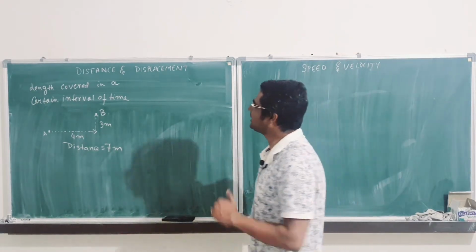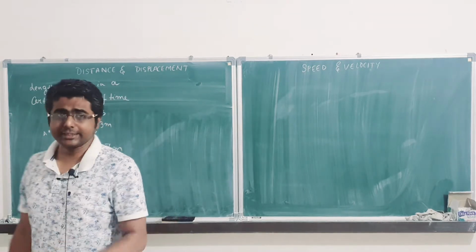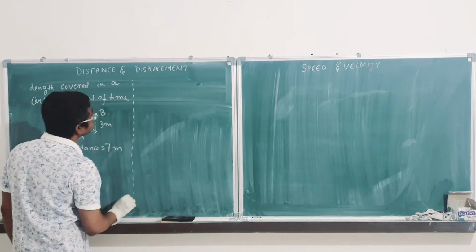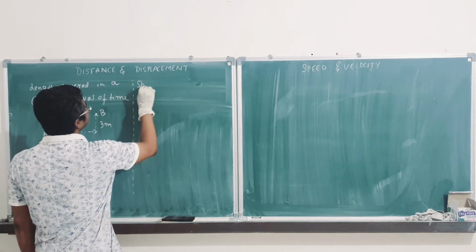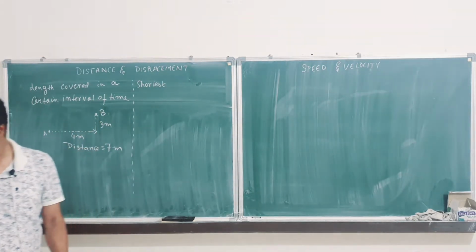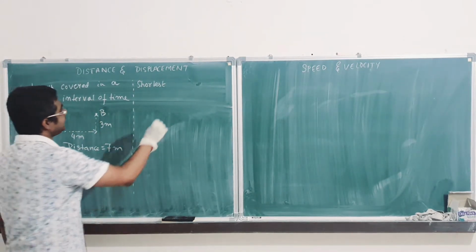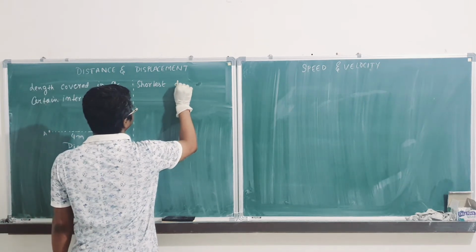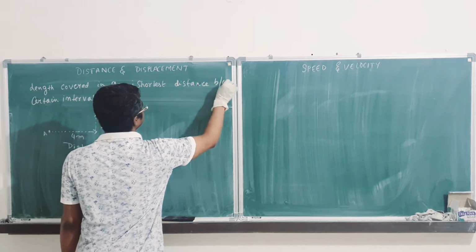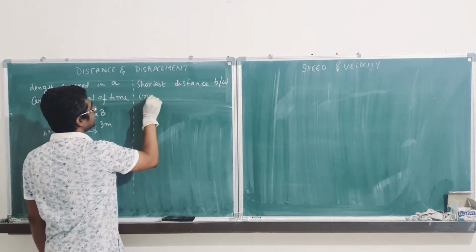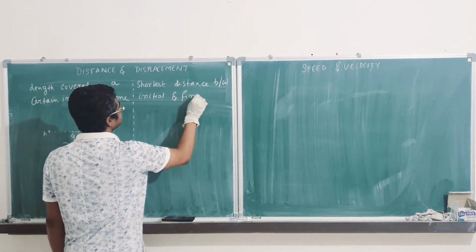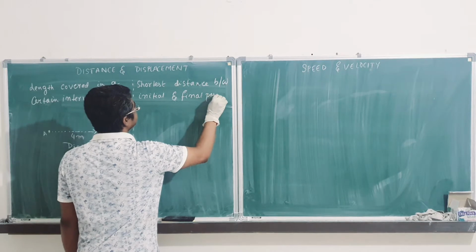Next is, what is displacement then? Displacement is shortest distance. ठीक है, shortest distance between initial and final point. Shortest distance between initial and final position of any position.